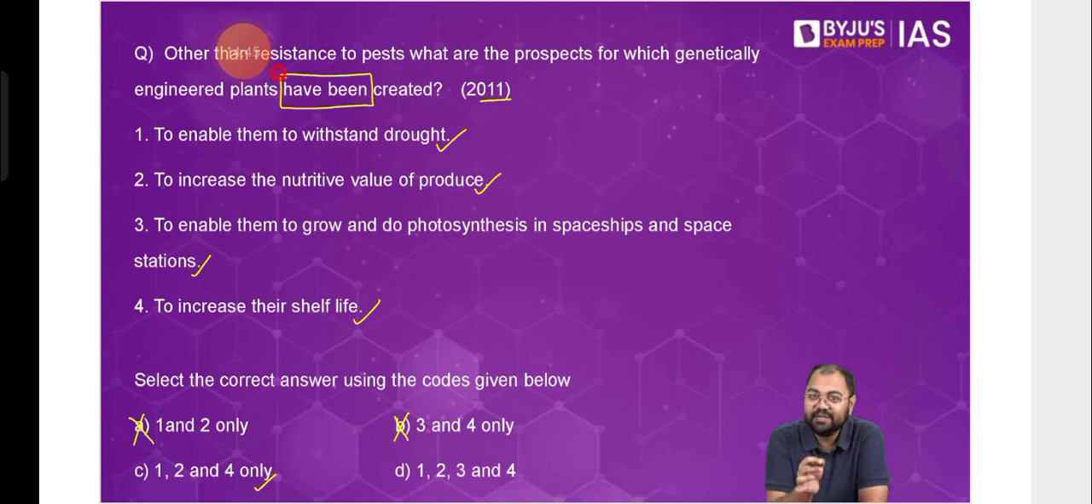So have been means that unless it has been done until now, you can't mark your options correctly. All right. So unless you know that this already has been done, you cannot mark this as correct. So that's why in 2011 we had not done it yet. In 2011, photosynthesis in space was not something that we had done. It was still a part of research. It's still a part of study. So that's why if the question is being answered in 2011, the answer is C.